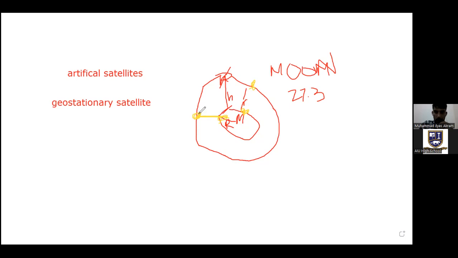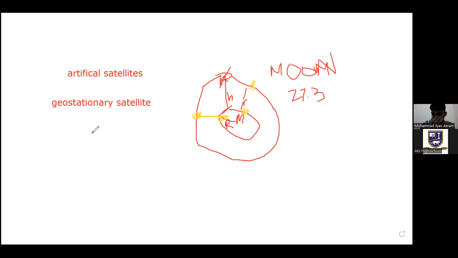So these points are also called constant points, and that is the reason behind the geostationary satellite that always provides information to the Earth station. So that's why these are called geostationary satellites.